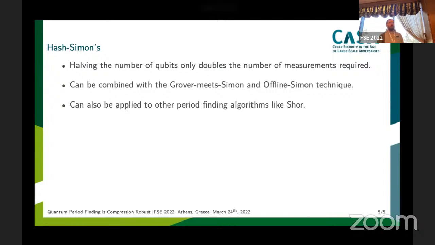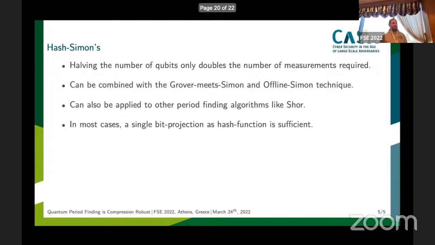Additionally, we have shown that this technique is not only limited to Simon's algorithm, but can also be applied to a broader range of period finding algorithms, including Shor's algorithm. And we conjecture that in most cases, a single hash function, simply like a bit projection, is enough.